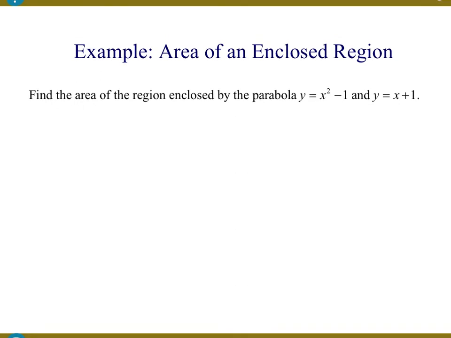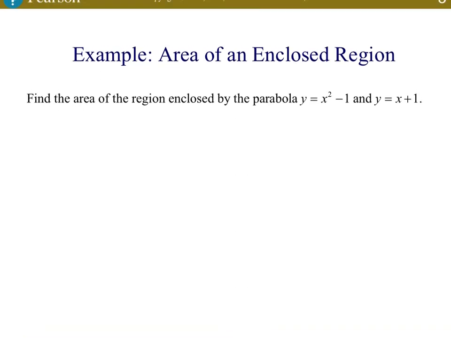Now let's look at, instead of trig, let's look at some parabola. So this time the bounds are not clearly given, so you're going to have to find the bounds yourself. Find the area of the region enclosed by the parabola x squared minus 1.